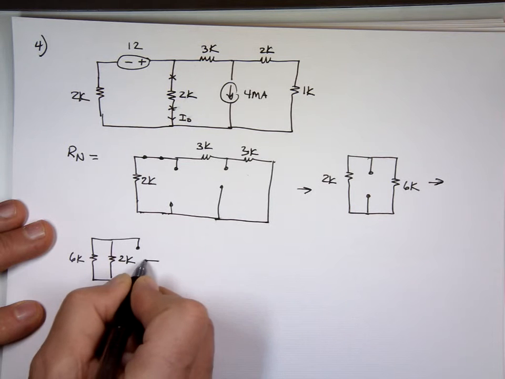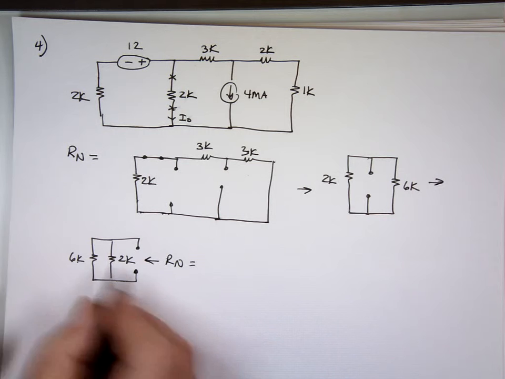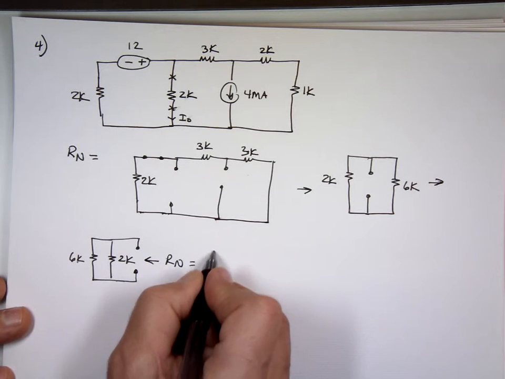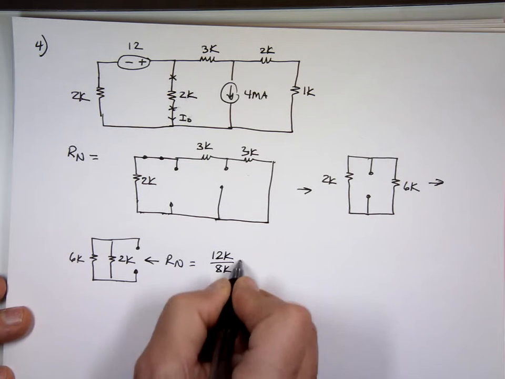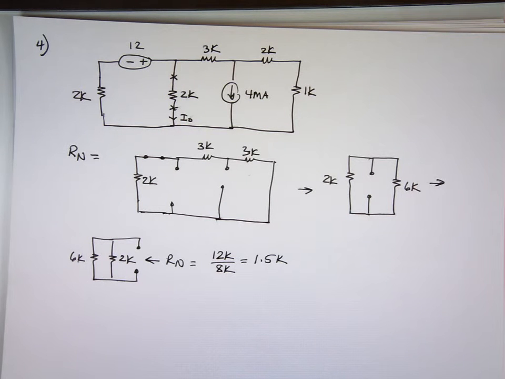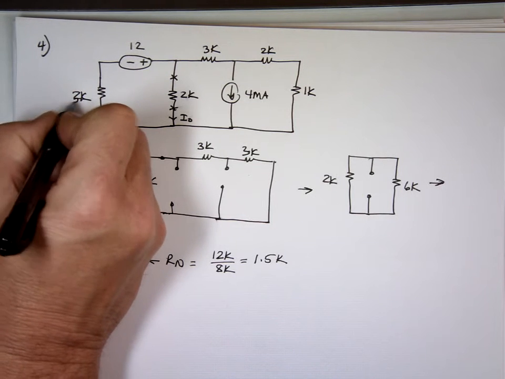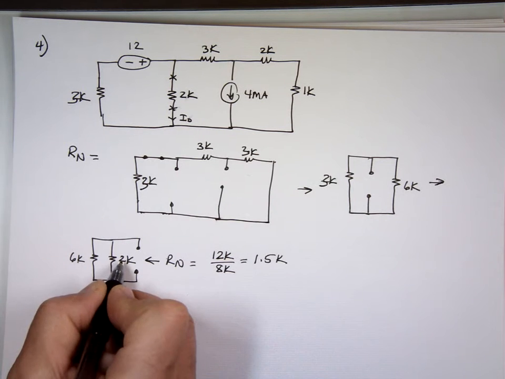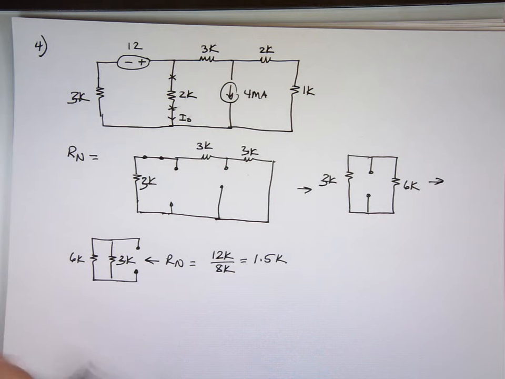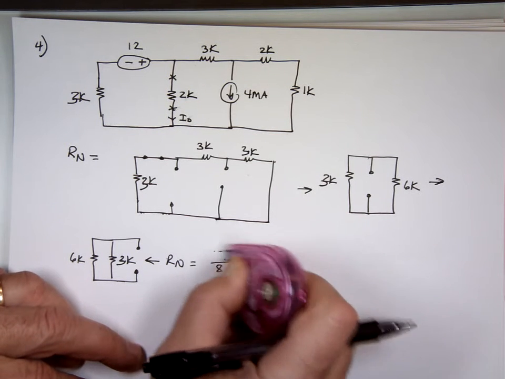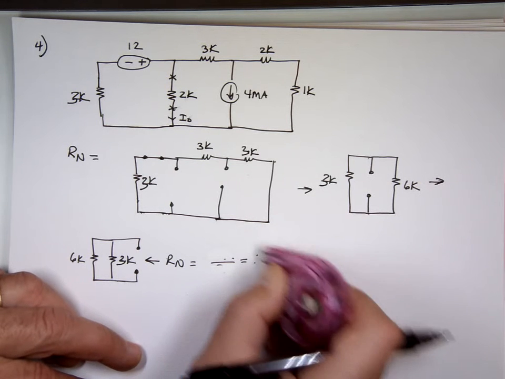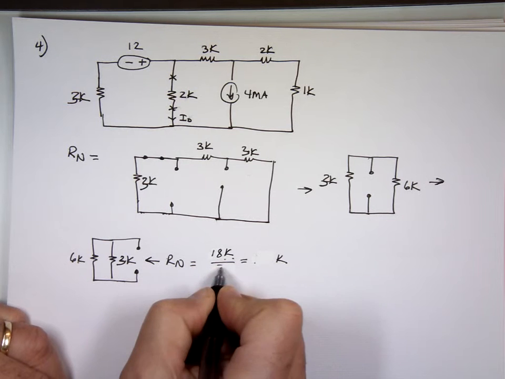And what's that R Norton? Isn't that the product over the sum? 2 times 6, which is what? 12K over what? 8K? Is that 1.5? Which one is 3? On the left. Yeah, all three of them. Yep, sorry, 3. So if that's a 3, 3 times 6 is 18. Well, K squared is not really K here, because 3 times 6, K times K, should be a mega. So it's 18 over 9, which is 2K.